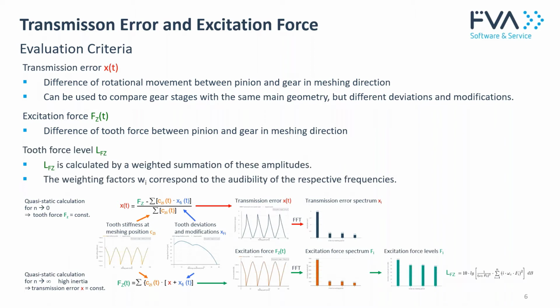And a more detailed factor is the tooth force level. It is calculated with the excitation force, weighted and summarized, so it takes the audibility of the human ear into account and has decibel as unit. In the following examples, we will always look at the transmission error fluctuation, but I think this is enough for the excitation.